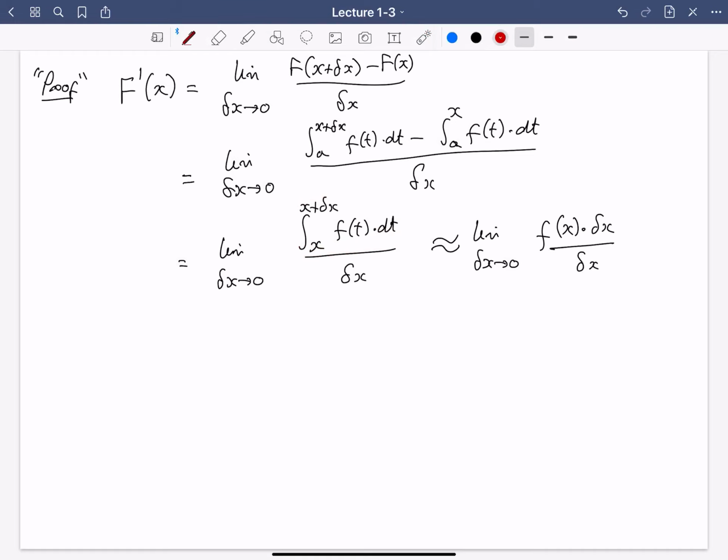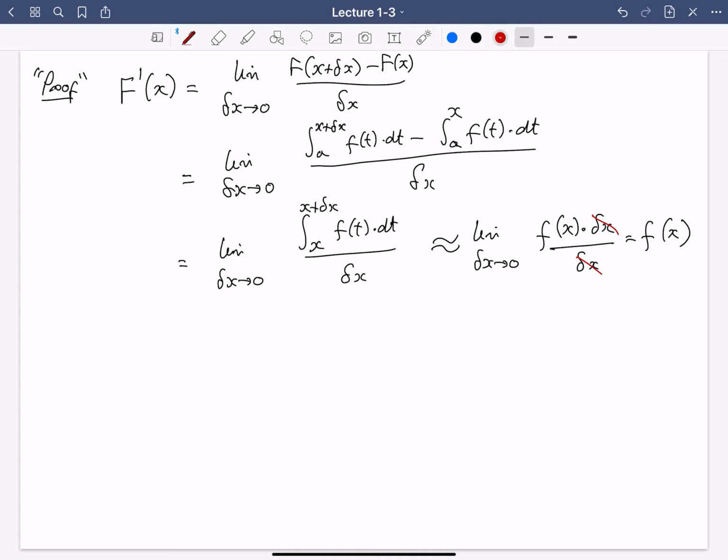But now those just cancel, and so there's no delta x's anymore. That limit as delta x goes to 0, well, I've just got f of x. There's the limit. I cancel the delta x's. Now the limit's just f of x, which is what I was trying to show. I showed that the derivative of big F is little f.